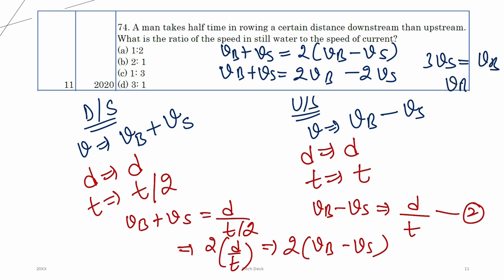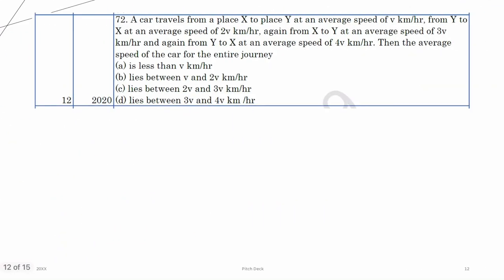So the ratio of speed of boat divided by stream is equal to what? 3 by 1. I hope this is clear. So the ratio of the speed of the boat in still water to the speed of current is 3:1. I hope this is clear. Now question number 11 is done. Moving to the next question.